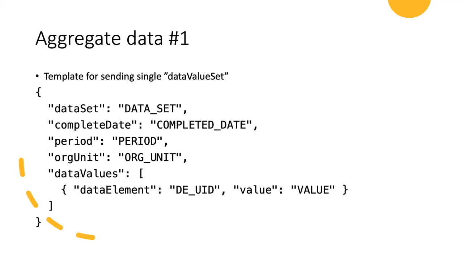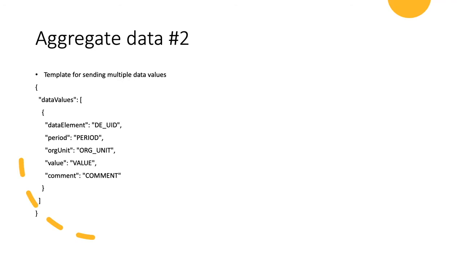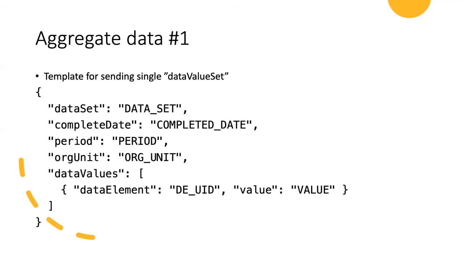And then the second one is the API for sending multiple data values. Now you will see it looks a bit different, right? Gone is the completeness, gone is the data set. That is not there anymore. The reason we had the data set here was a little bit about validation of the data values, but it's actually mostly about the complete date. But the limit here, as you can see, is that you can only have one period at a time, one organisation unit at a time, right?